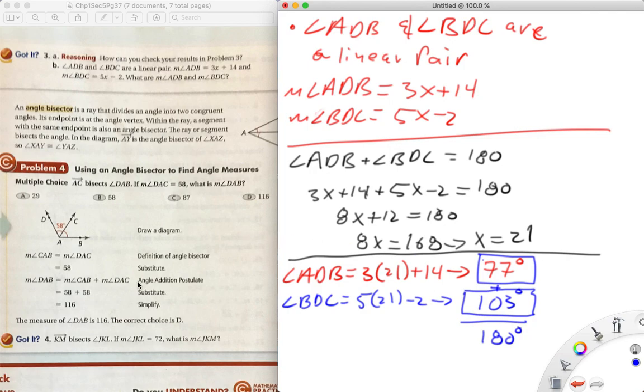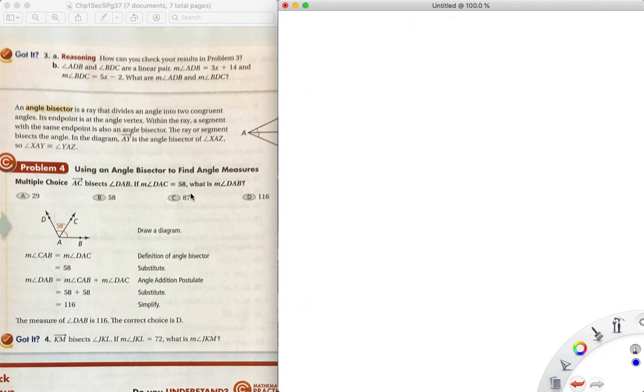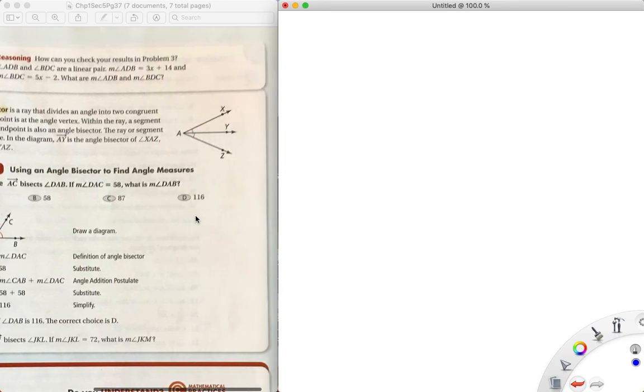Linear pairs are adjacent angles that form 180 degrees. A linear pair postulate just says that when I add linear pairs, they always sum up to 180. They're supplementary. All right, last thing, angle bisector.